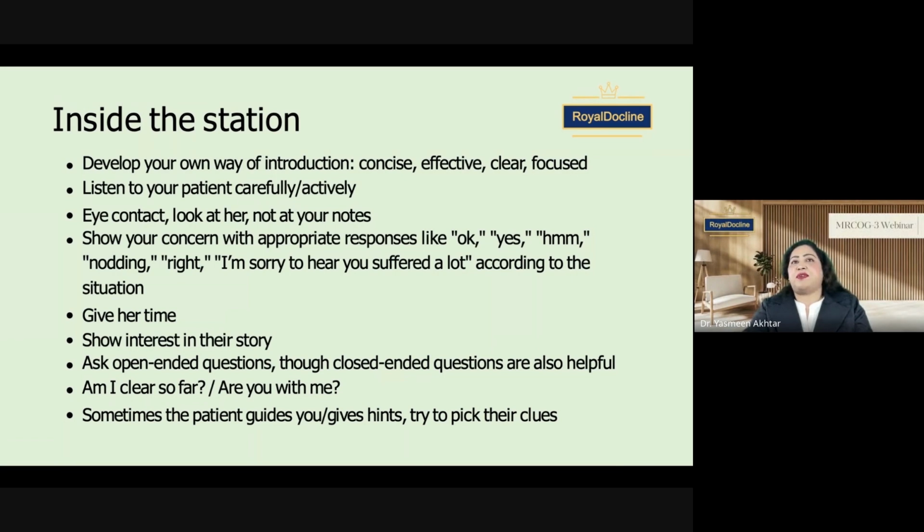There are different ways. How the English people talk, how the Arab people talk, how the Saudi board is looking for you. All the exams are almost in the end the same. However, you should develop your own introduction. There is no need to follow anybody. Whatever you feel comfortable with, you should do. But this introduction should be concise, effective, clear, focused. These are the points it should cover.